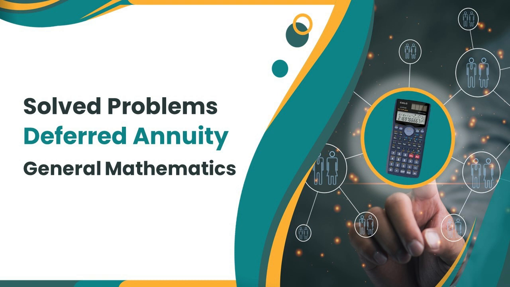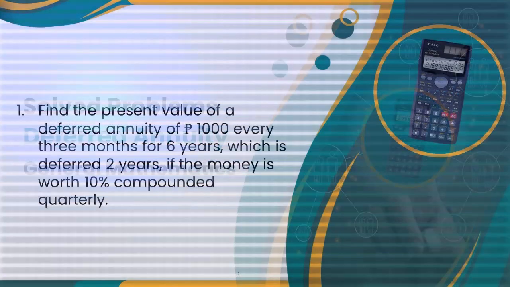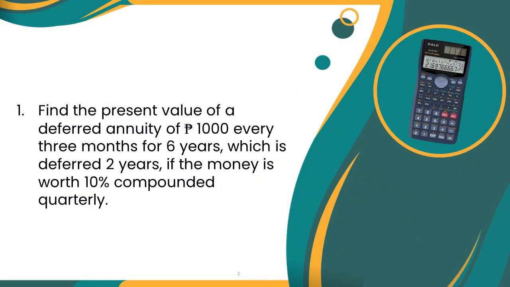In today's episode, I will show you how to solve problems involving deferred annuity. I will show you solutions for the problems in item numbers 4 to 6 in the assessment. Let us start with number 4.